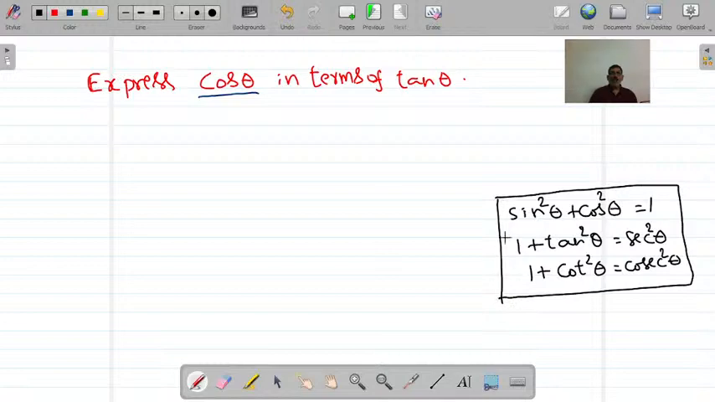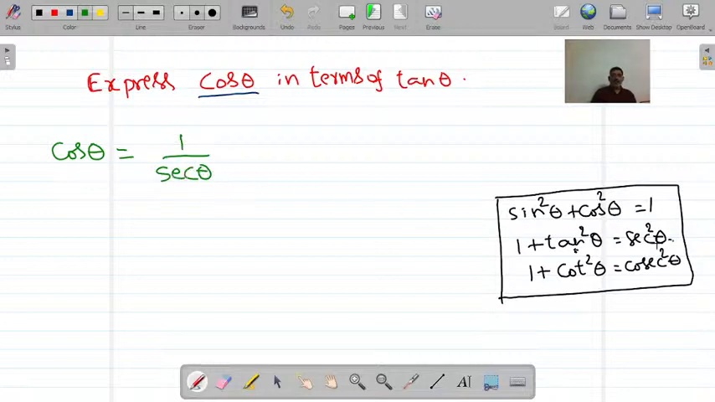Now, which one do we have to use? Simply observe. First, I have to express it in terms of tan theta. Tan is here, but tan is not connected with cos. But what is it connected with? Secant. So how am I going to do this? Simply, first we start with cos theta, and I have to express it in terms of secant. We know that secant is the reciprocal of cos. So I can write cos theta as 1 by secant theta.